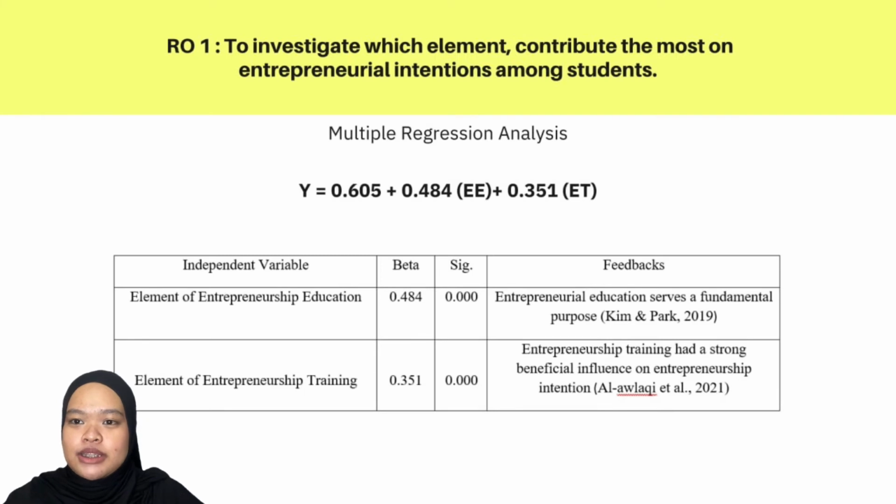The first research objective of this study is to investigate which element contributes the most to entrepreneurial intentions among students. The researcher uses multiple regression analysis to investigate this. It resulted in both independent variables having the same significant value of 0.000, which is below 0.05. Therefore, this indicates that both independent variables have a significant relationship with the dependent variable.